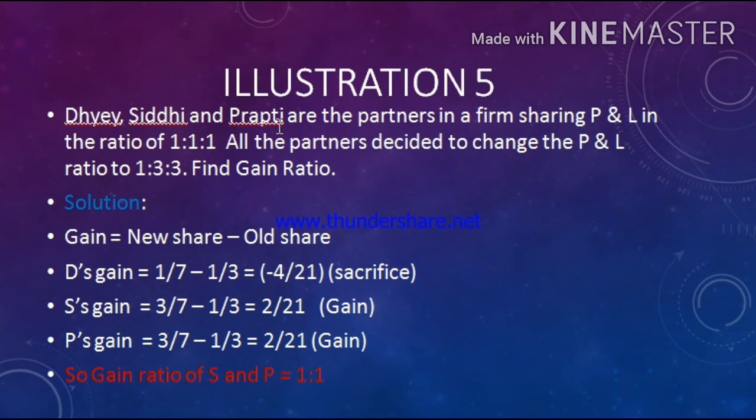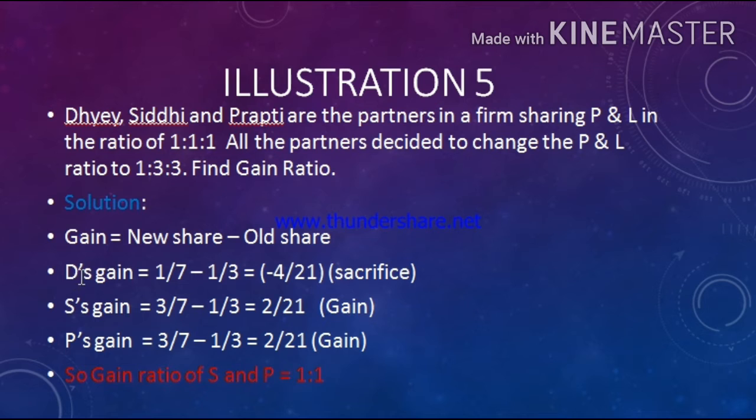Dhyey, Siddhi and Prapti are the partners in a firm sharing profit and loss in the ratio of 1:1:1. You can see there are 3 partners sharing profit and loss in the ratio of 1:1:1, means equal ratio. All the partners decided to change the P&L ratio to 1:3:3. Find gain ratio. Solution is given. You know gain is equal to new share minus old share. In this sum, we are going to see that there are more than one partner that are gaining. Gain is equal to new share minus old share.